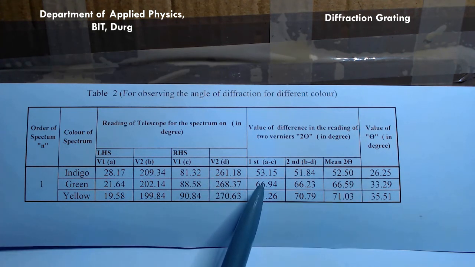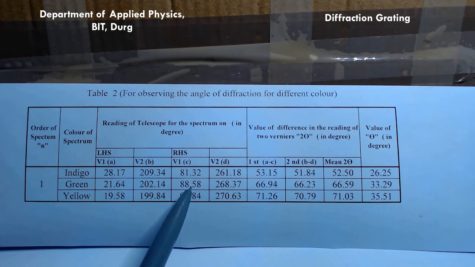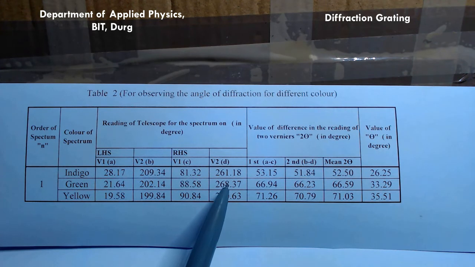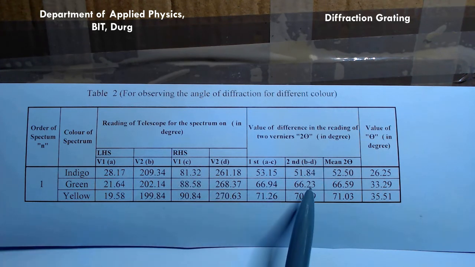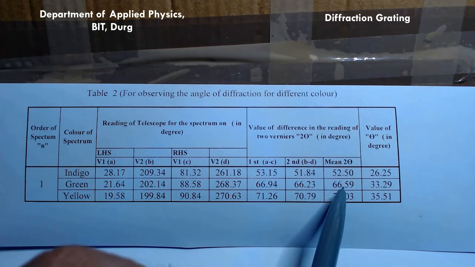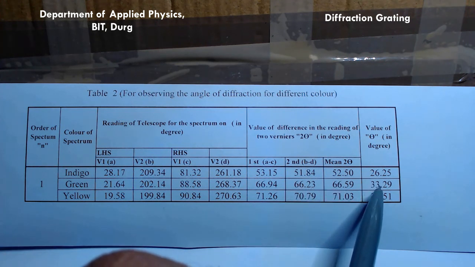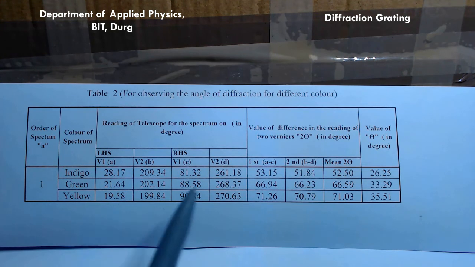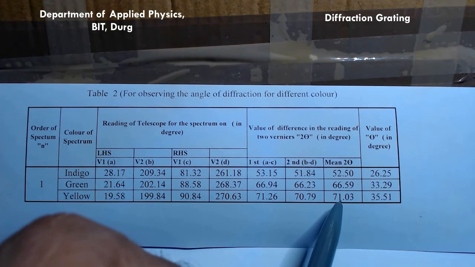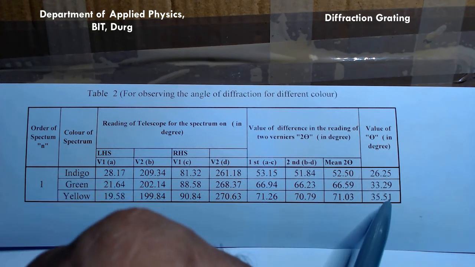Similarly, for green color, we get the difference between 88.58 and 21.64 written here, and 268.37 minus 202 here, 66.94, 66.23, average is 66.59, divided by 2 gives the angular position with respect to the central maxima to be equal to 33.29. Similarly, for yellow, the value of 2 theta comes to be equal to 71.03, and the value of theta becomes 35.51.